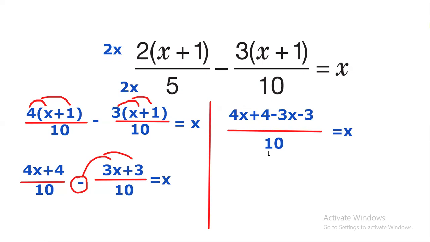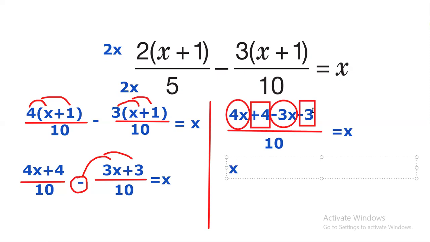Now what do we do? First thing, we have to simplify the ones on top. Simplifying means look at the like terms. The like terms we have 4x and minus 3x. And we have positive 4 and negative 3. So focus on the like terms and simplify them together. So 4x minus 3x will equal x. 4 minus 3 will equal 1. And then over 10, like this. Equals x. Now, let's make a fraction.